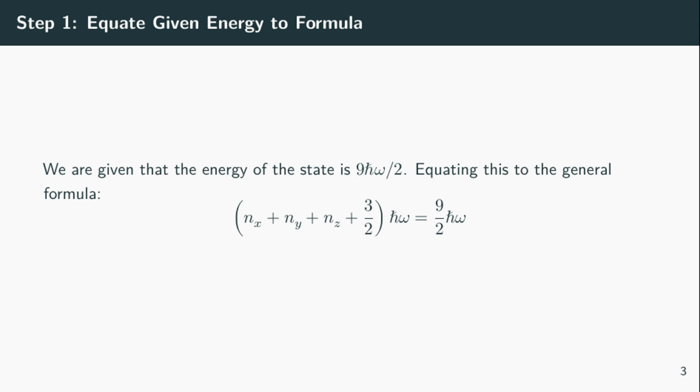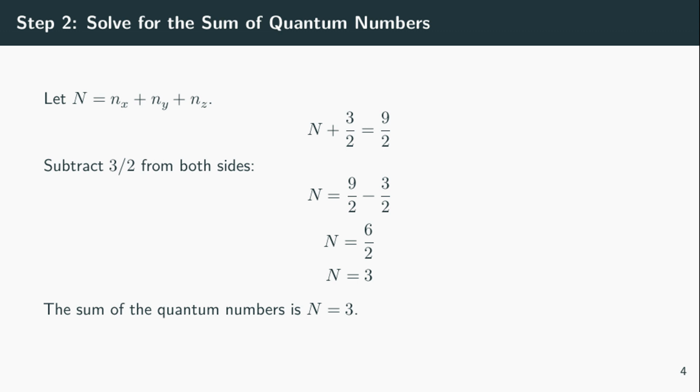So the first step is to equate this given energy to our general formula. We set (nx + ny + nz + 3/2) times h bar omega equal to 9/2 times h bar omega. Let's simplify this. We can see that both sides have h bar omega, so we can effectively cancel that out. Let's also define n as the sum of the quantum numbers. n equals nx plus ny plus nz. This simplifies our equation to n plus 3/2 equals 9/2.